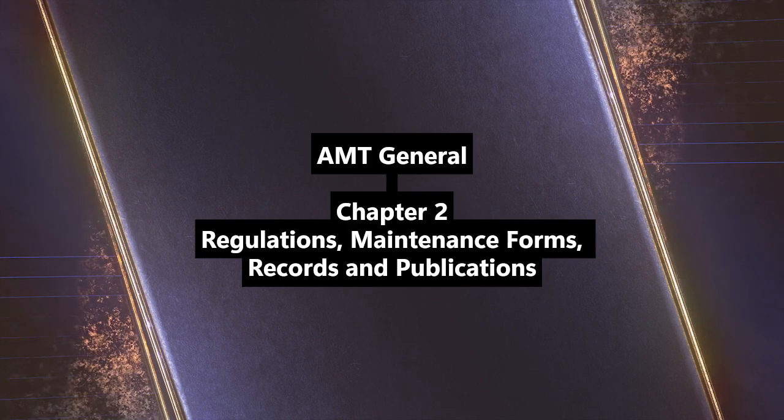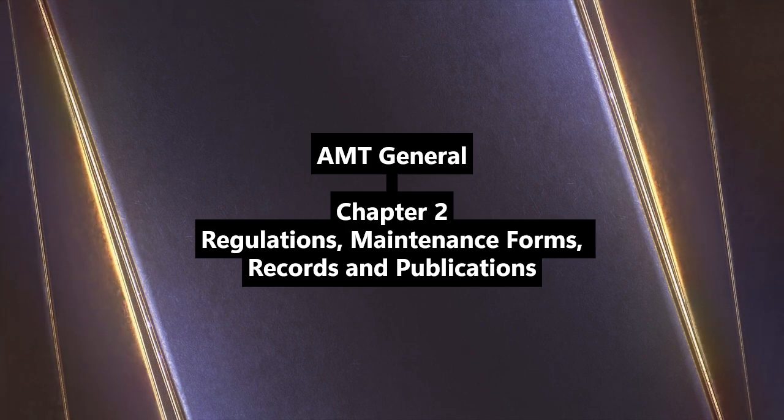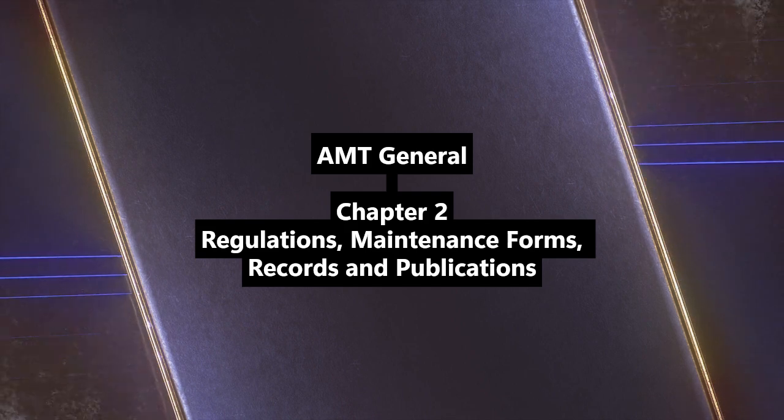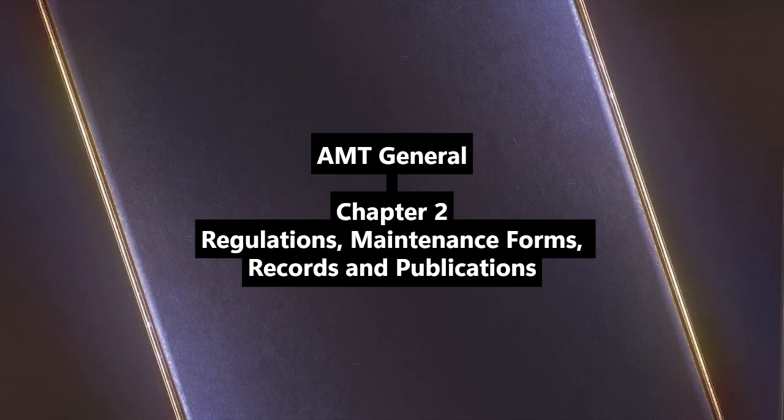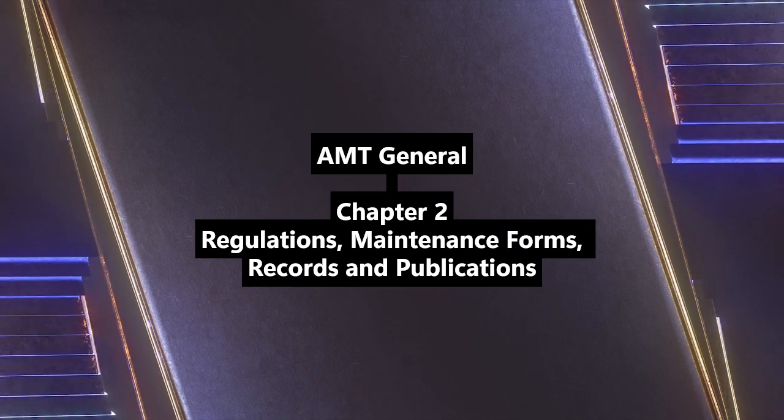Right. And Form 337 for major repairs and alterations. Yes, unless it's a major repair done by a repair station, then they can use a signed work order or maintenance release instead. Okay. Section 43.10, life-limited parts.